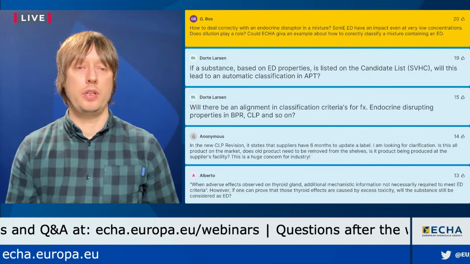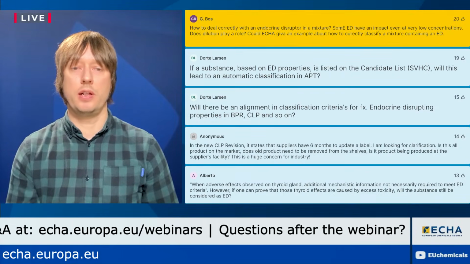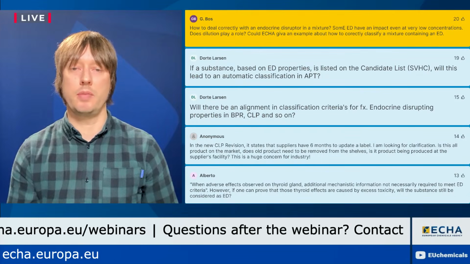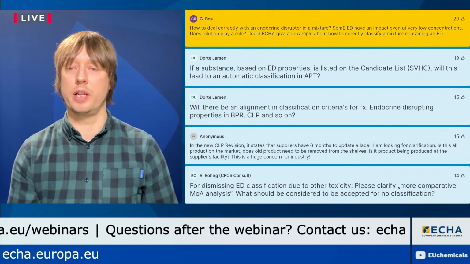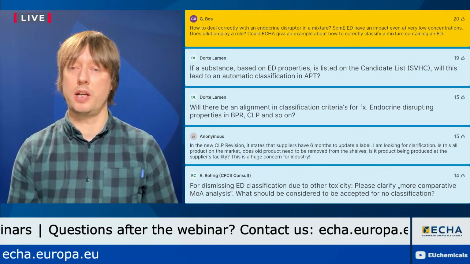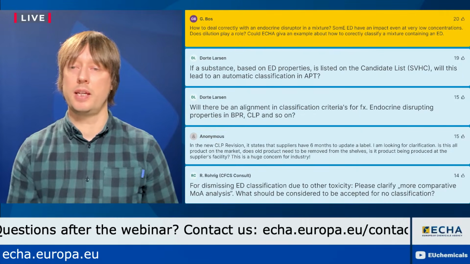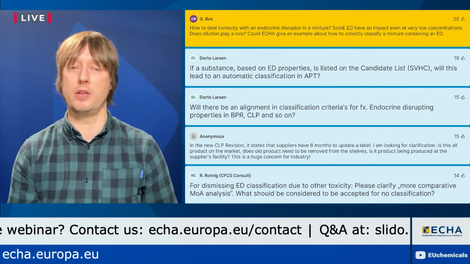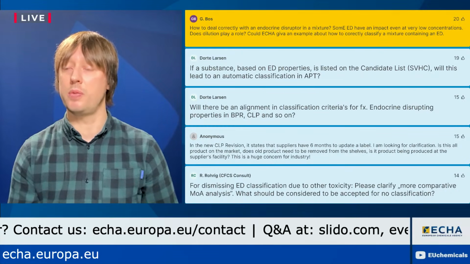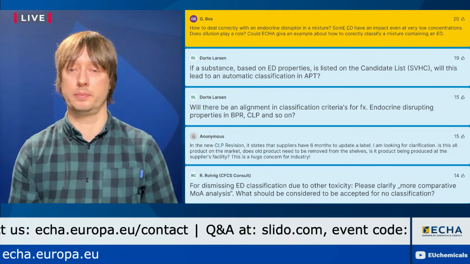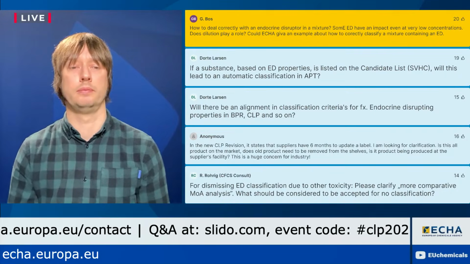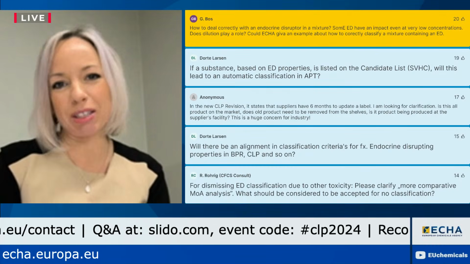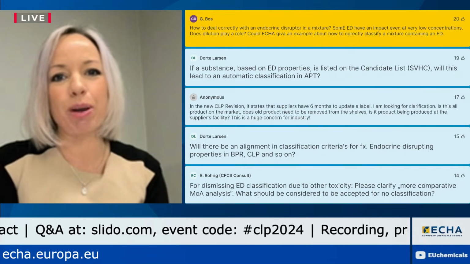So, how to correctly deal with an endocrine disruptor in a mixture? Some ED substances have an impact even at very low concentrations. Does dilution play a role? Could ECHA give an example about how to correctly classify a mixture containing an endocrine disrupting substance? And this one is for Kirsi. Thank you, Simon. This is quite many questions in one question, but I try to cover all of them.